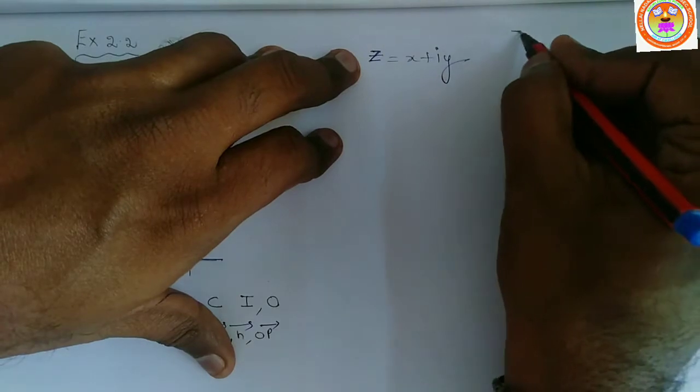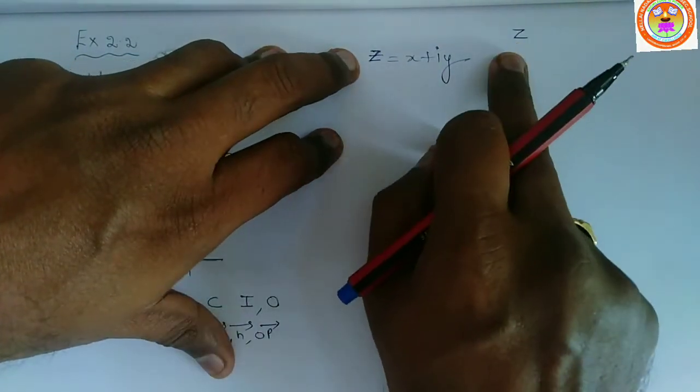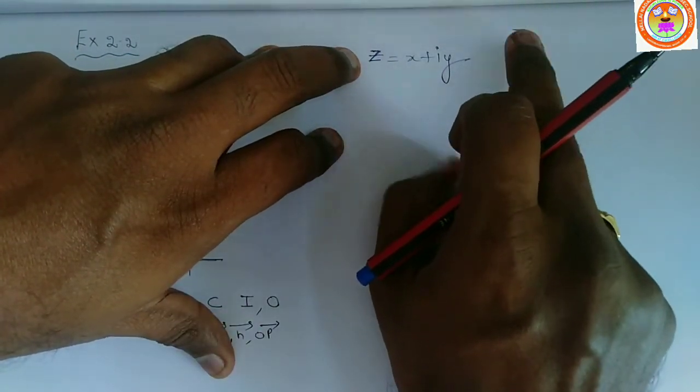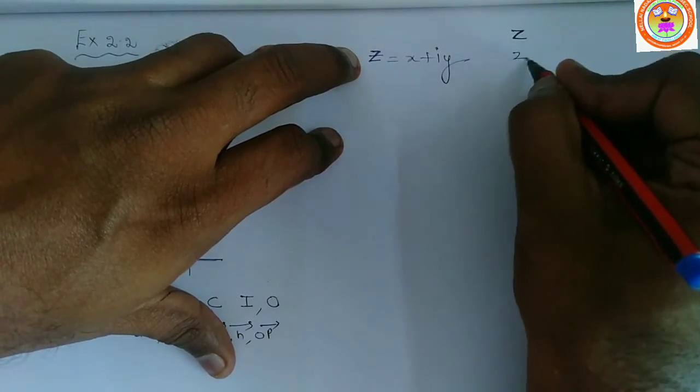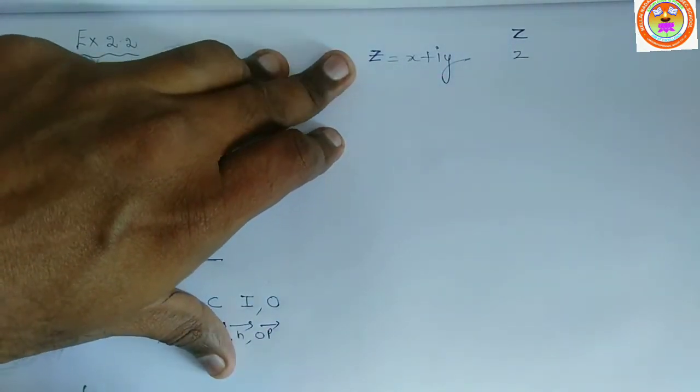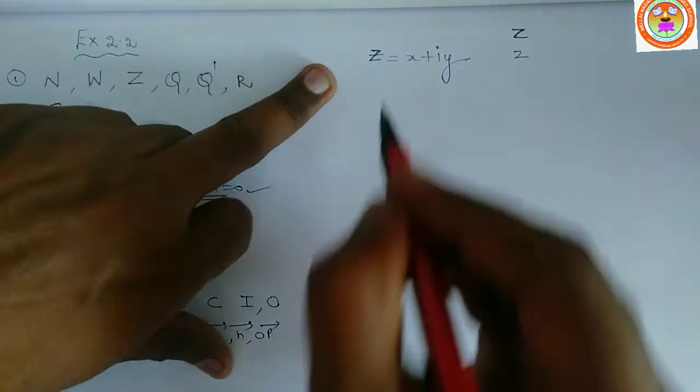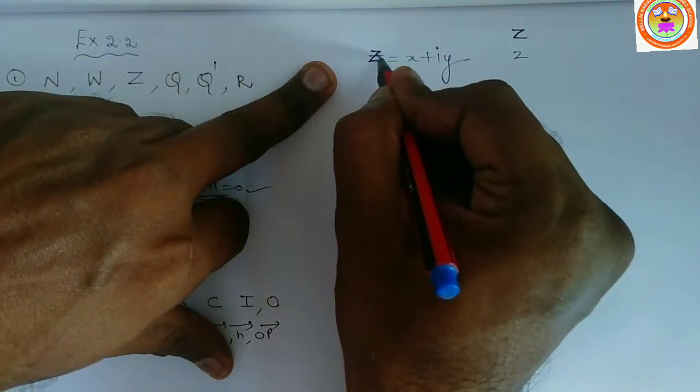Most of the students will write z like this, so no problem. You can write z like this also, no problem. But I'm not writing z like this, because some students write it like a 2, and I can't differentiate 2 and z. So after writing z, I am crossing one line.